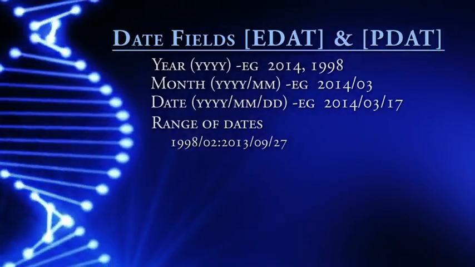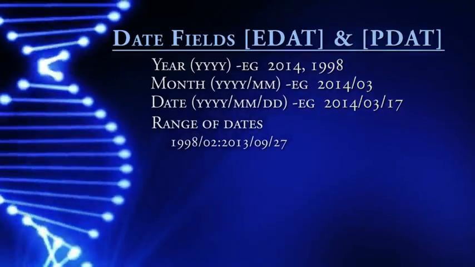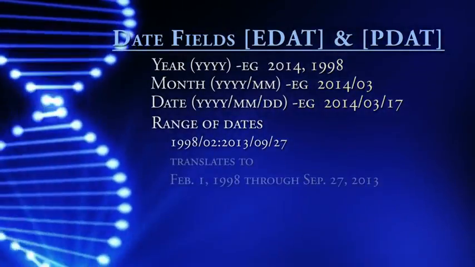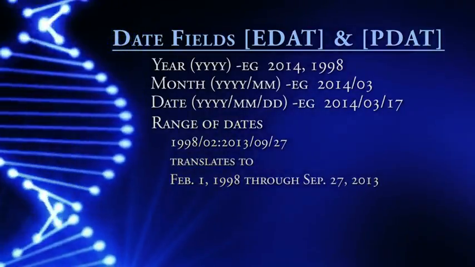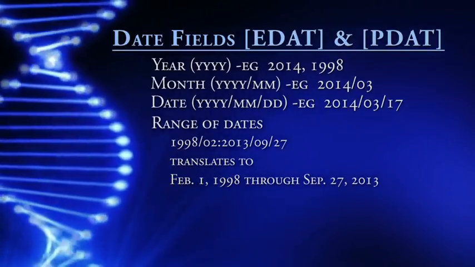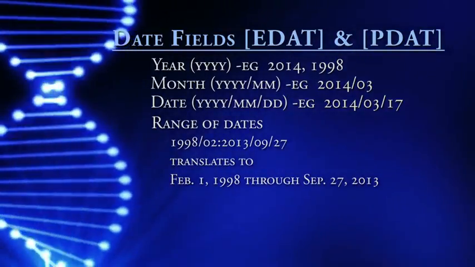1998/02 : 2013/09/27. The colon indicates a range. That translates to February 1st, since it's at the beginning of the range, you get the whole month of February. February 1st, 1998 through September 27th, 2013.